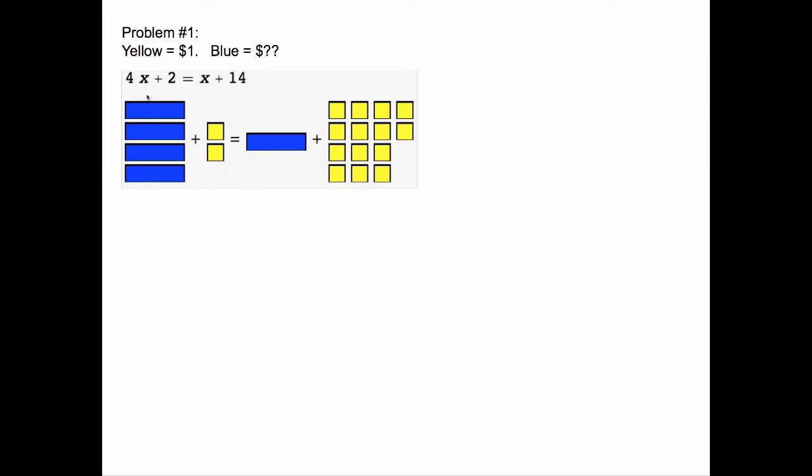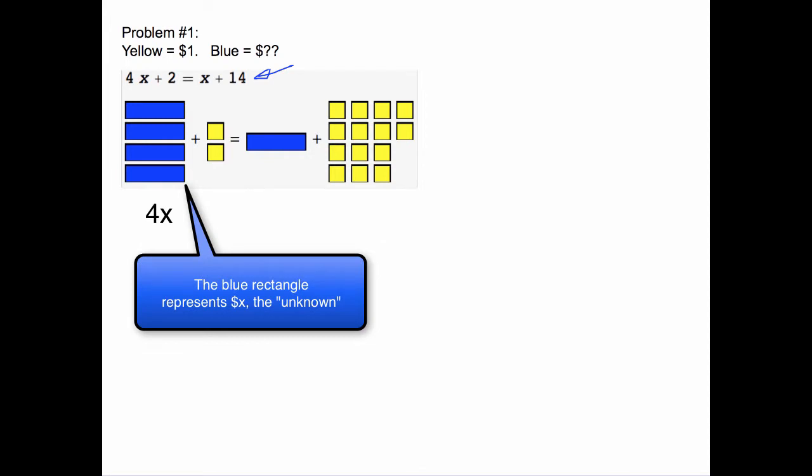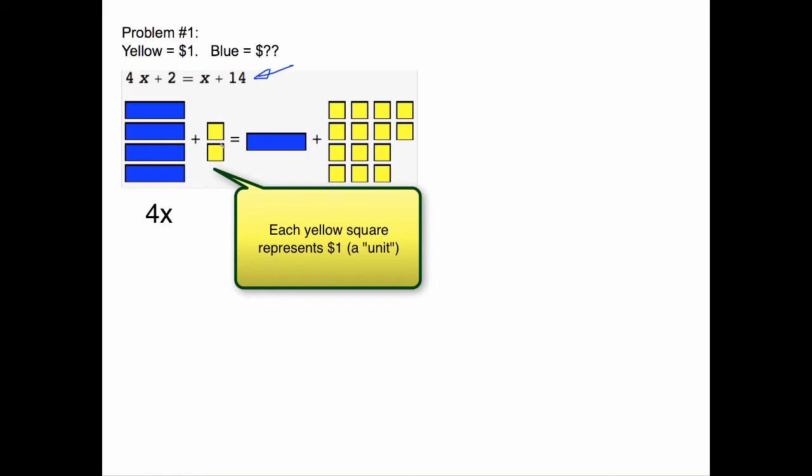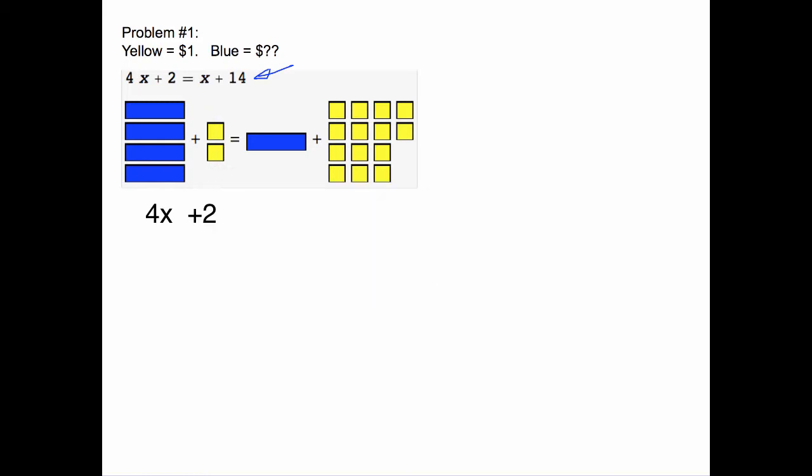You're given an equation here at the top, and the equation in this case is 4x plus 2 equals x plus 14. Now in the equation, x is the unknown, and we'll model the unknown quantity, the thing that we don't know what it's worth, as a blue rectangle. So the blue rectangles will represent x, and they will be of unknown value. Now the yellow squares are each worth $1. So the left side is worth 4 unknowns plus $2.